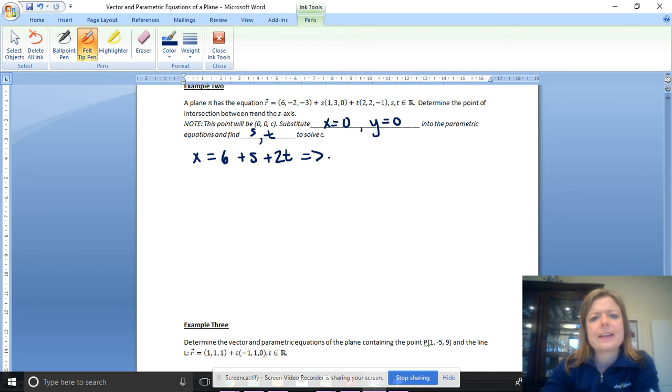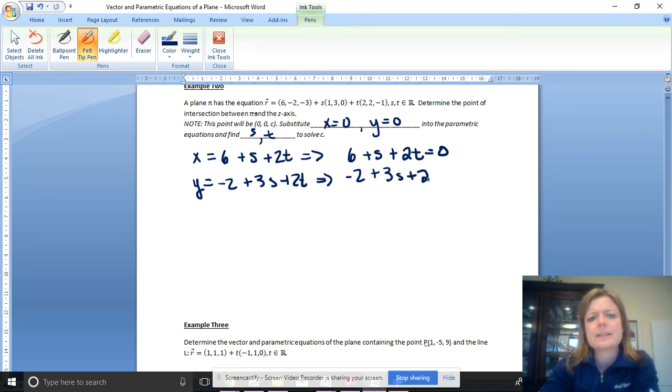So our x parametric equation is 6 plus s plus 2t. So we're going to set that equal to 0. So 6 plus s plus 2t equals 0. And then our y parametric equation is -2 plus 3s plus 2t. So we can set that equal to 0 as well. Again, this is because x and y equal 0 at the z-axis.